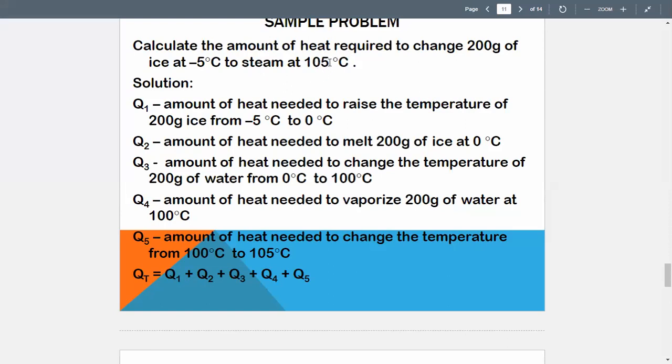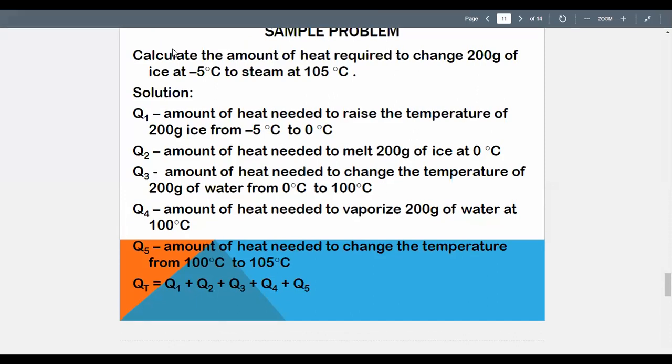So there are different states of the substance here as we move it from one phase to another. Again, it is described in our Q1. Q1 is equivalent to the amount of heat needed to raise the temperature from -5 to 0 degrees Celsius. So Q1 is the heat that we use to increase the temperature. And how do we get the value of Q sub 1?